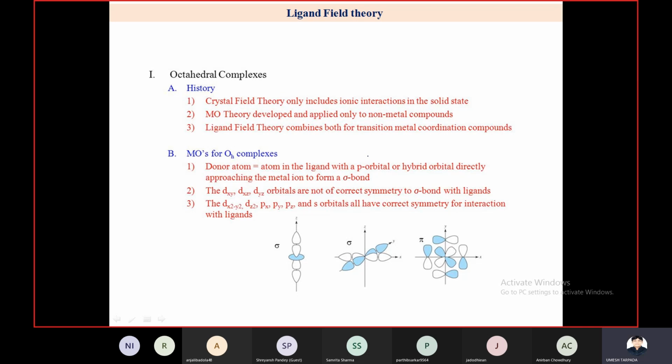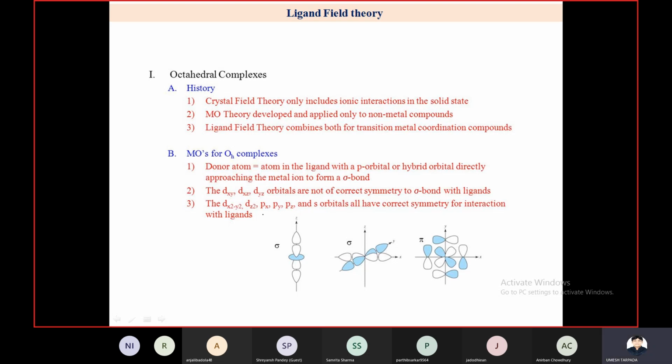But molecular orbital theory for octahedral complexes is where a donor atom, that is an atom of the ligand with a p orbital or hybrid orbital, directly approaches the metal ion to form a sigma bond. The dxy, dyz and dxz orbitals are not of the correct symmetry to form a sigma bond. But dx square minus y square, dz square, px, py and pz and the s orbital all have the correct symmetry for interaction with the ligand, especially for sigma bond formation.